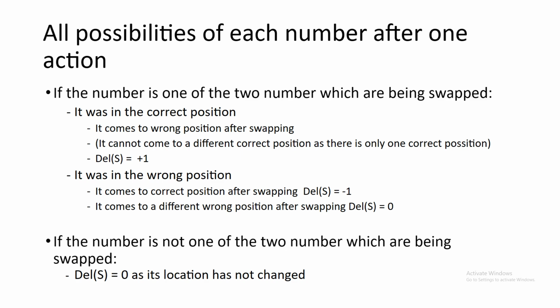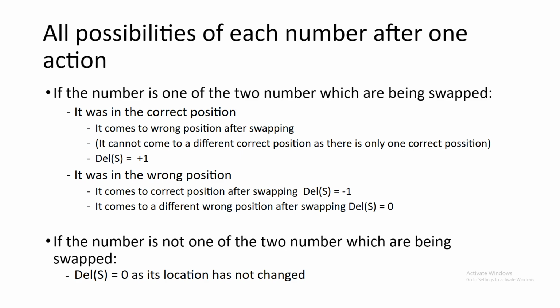Now there are two possibilities. The first possibility is that the number we choose, a random number, is not one of the two digits which are being swapped in this array, or it can be that this number is being swapped. Now if this is not being swapped, then the delta S will be 0 for that digit because its position is not being changed.